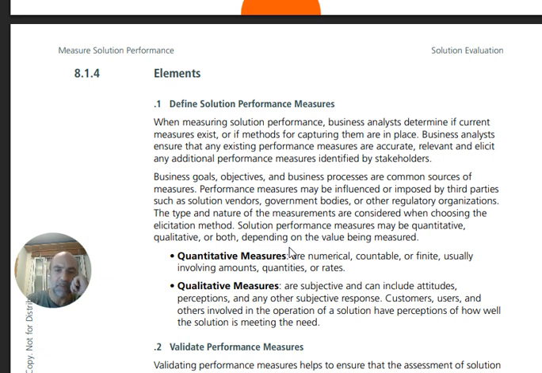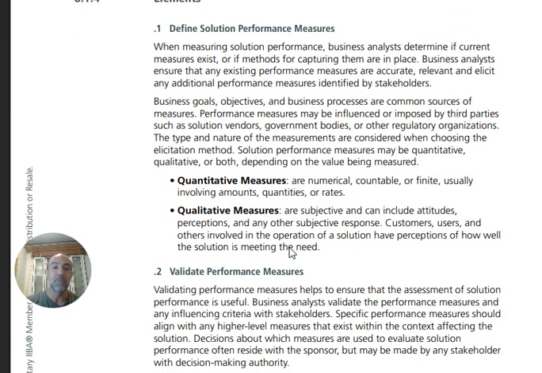Business goals, objectives, and business processes are common sources of measures. Performance measures may be influenced or imposed by third parties, such as solution vendors, government bodies, stakeholders, or other regulatory organizations. The type and nature of the measurements are considered when choosing elicitation methods. Solution performance measures may be quantitative, qualitative, or both, depending on the value being measured. Quantitative measures are numerical, countable, or finite, usually involving amounts, quantities, or rates. Qualitative measures are subjective, based on perceptions or any other subjective response from customers, users, whoever's involved.